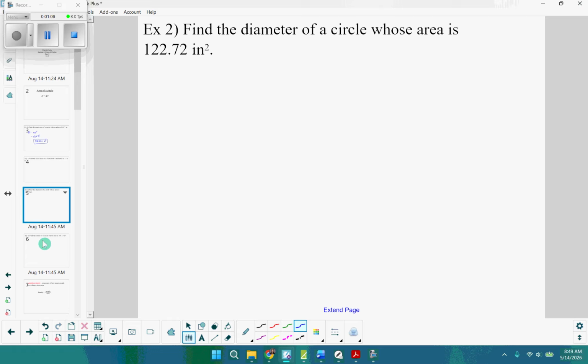For example 2, we are given the area, and we are finding the diameter of a circle whose area is 122.72. So we only have an area formula with radius, so we're going to have to use that. So we're going to say A equals pi r squared, so that the 122.72 is our A. We know we have to get the squared part alone before we could take the square root, so we're going to divide both sides by pi. We should be using our pi button for this. And we'll keep that whole answer in the calculator.